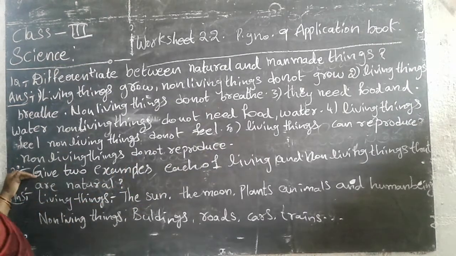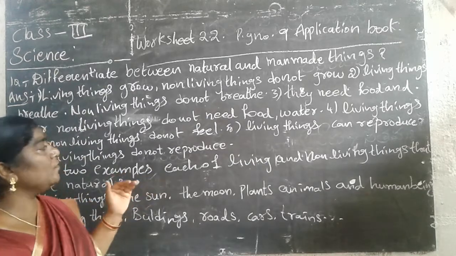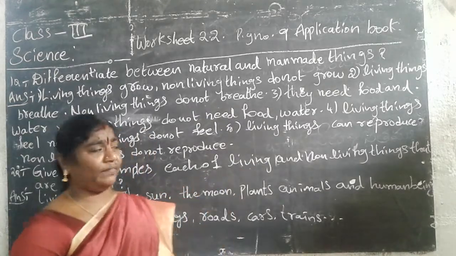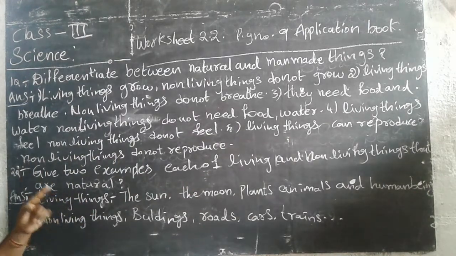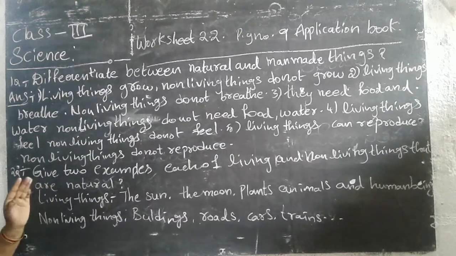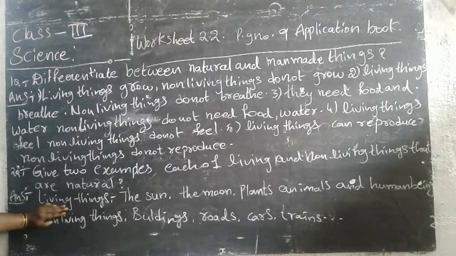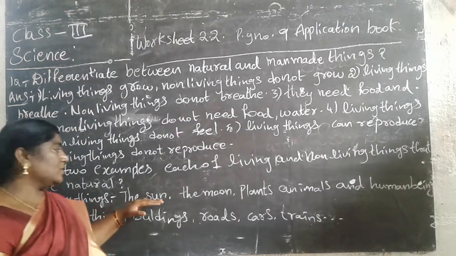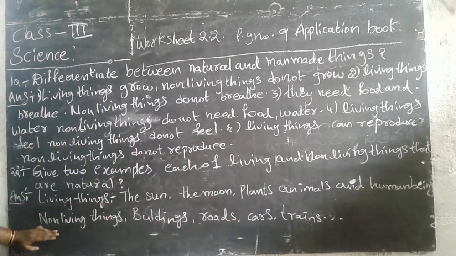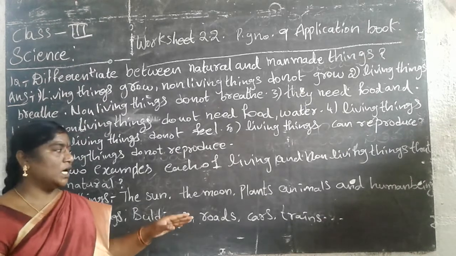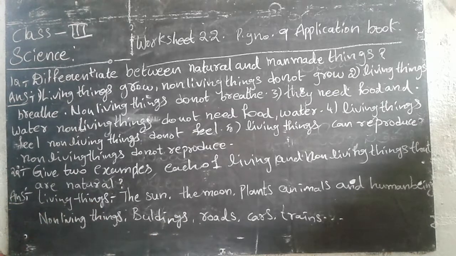Second question. Give two examples each of living and non-living things that are natural. Examples: the sun, moon, plants, animals, and human beings. Man-made things are called non-living things, like buildings, roads, cars, trains. You should write your own: bench, chalk piece, duster. These are the non-living things.